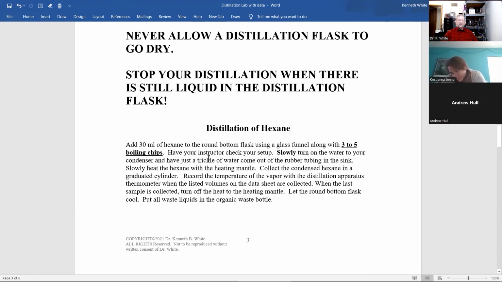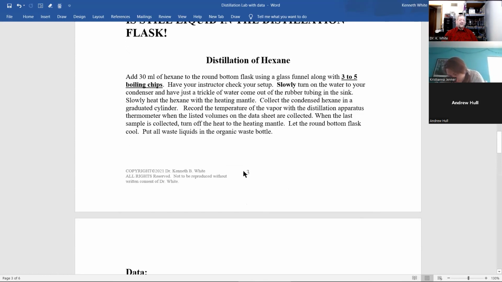Then I have students slowly turn on the condenser. If you turn it on like a garden hose, one of the tubes pops off and you get wet and go home wet from the water. So you turn it on slowly, then you slowly heat it. Distillations are practice in patience. You don't want it to go too fast.